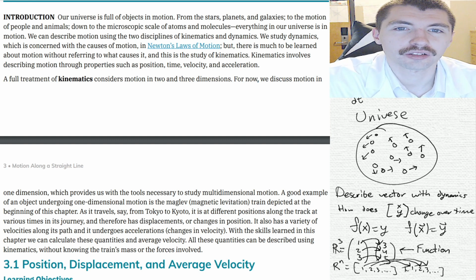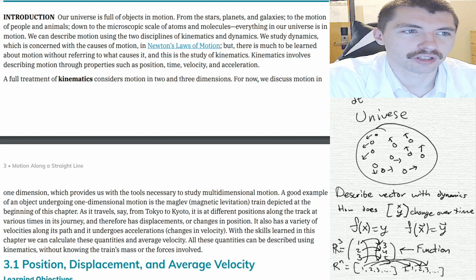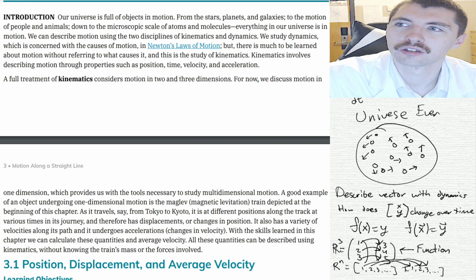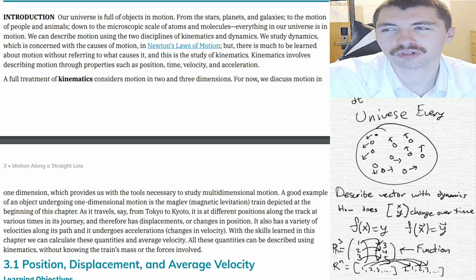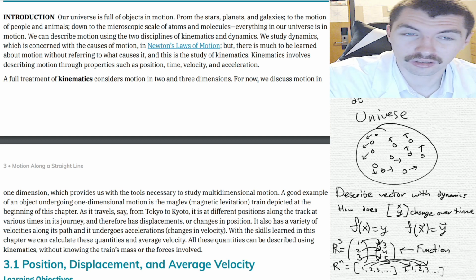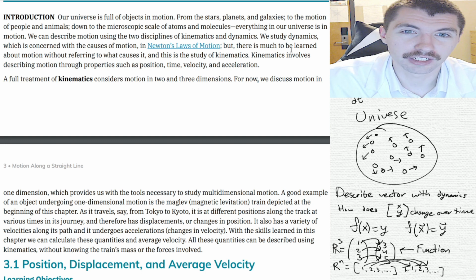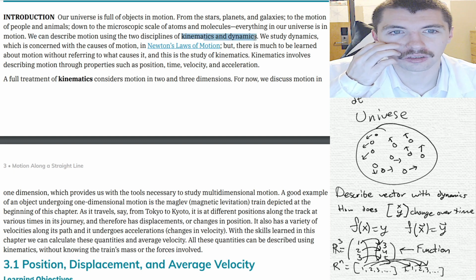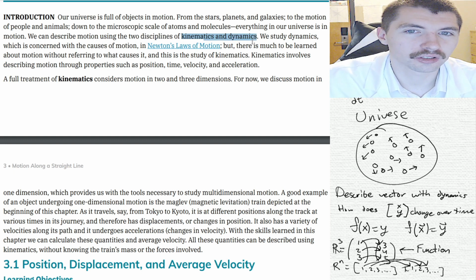So everything, stars, microscopic things, everything is in motion. Everything's in motion. So that means everything has, I want to say everything has energy, but I don't know if that's, you know, I don't want to mislead anybody. We can describe motion using dynamics and kinematics. We study dynamics, but there's much to be learned.